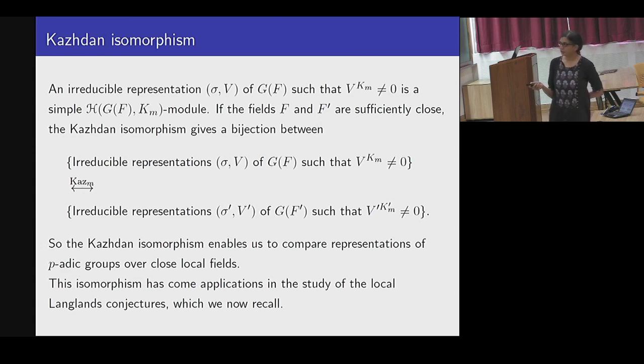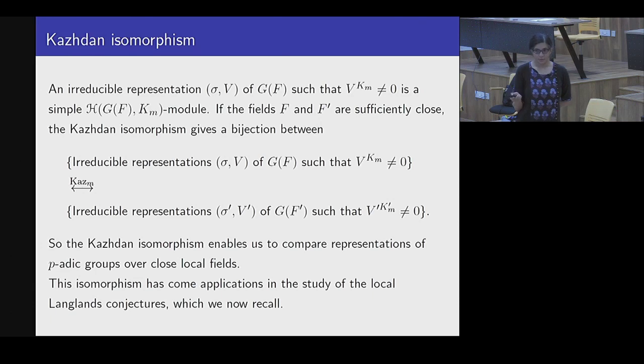As I said, this isomorphism has proved helpful in studying the local Langlands conjectures in positive characteristic via the corresponding theory in characteristic 0. So I will quickly recall at least the statement of the local Langlands conjectures in a specific setting, and I will also motivate these conjectures.